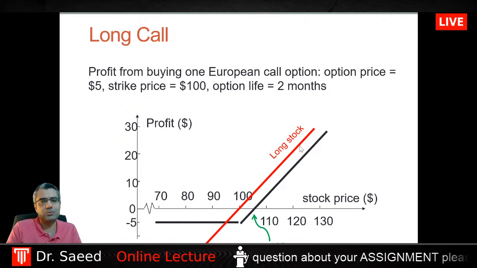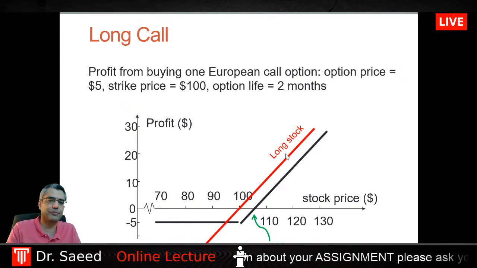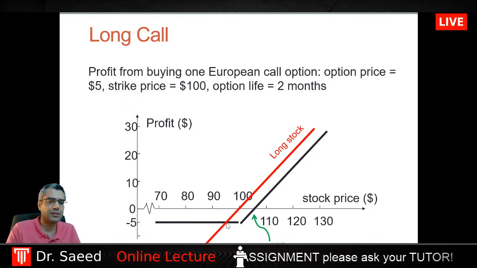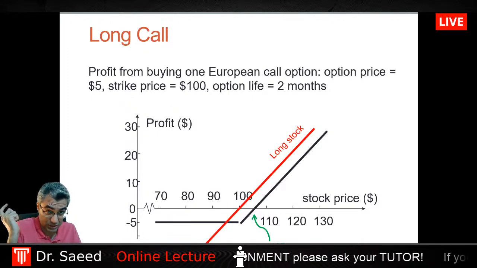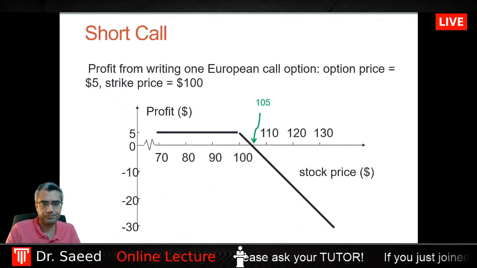So this is the difference. Long stock is a bit above this line, because when you buy a call, your profit will be $5 less than when you buy the stock. So they are moving like this, very similar, but for the loss part, long stock has unlimited loss, but you can use a long call if you believe the price will go up but you don't want to take much risk.